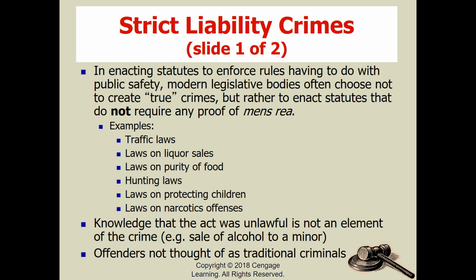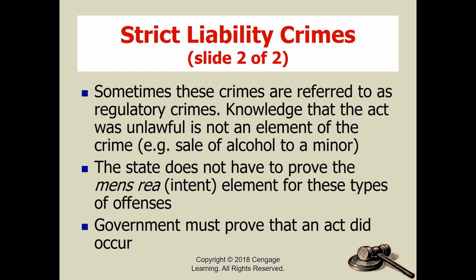So traffic laws, as I said, are common examples. Laws on purity of food, sale of liquor, hunting laws, protecting children. Most narcotic offenses are strict liability offenses. Sometimes we don't call them strict liability offenses. In North Carolina we tend to, but sometimes you'll hear the terminology regulatory crime. So the state does not prove intent here.